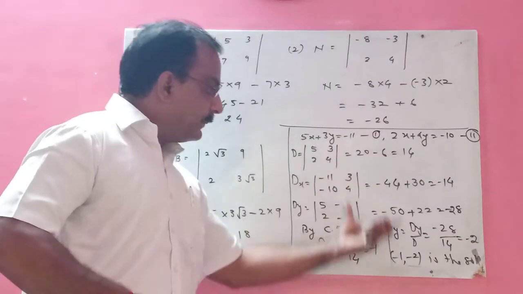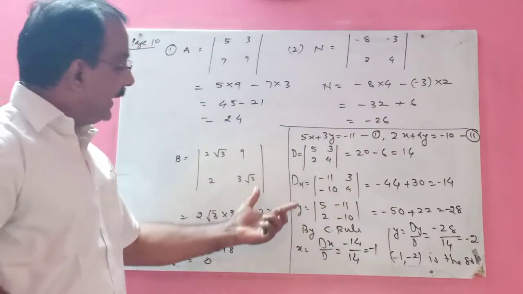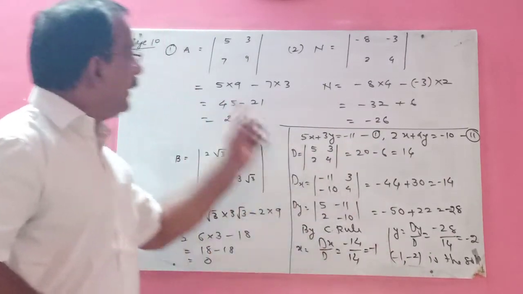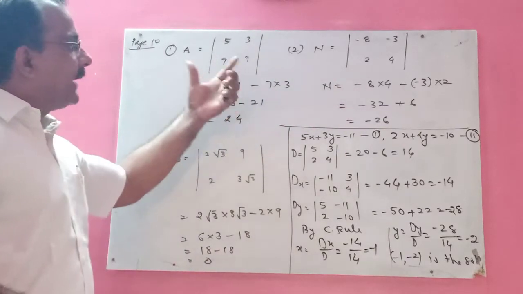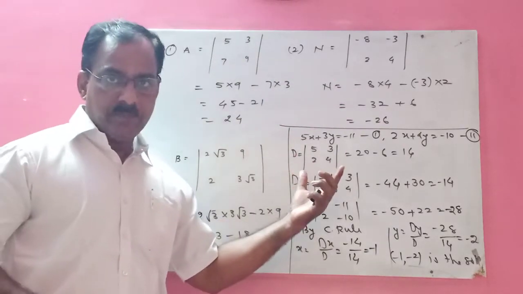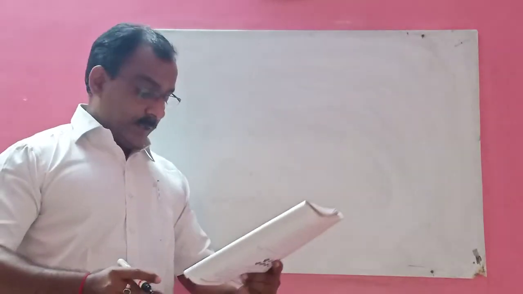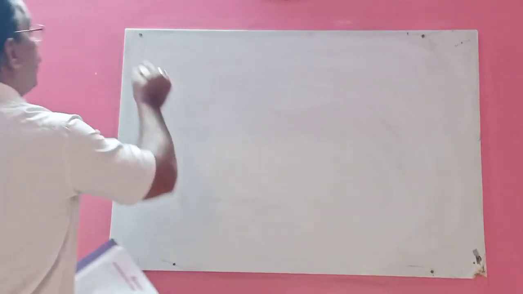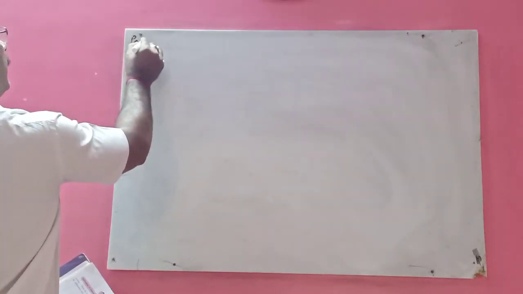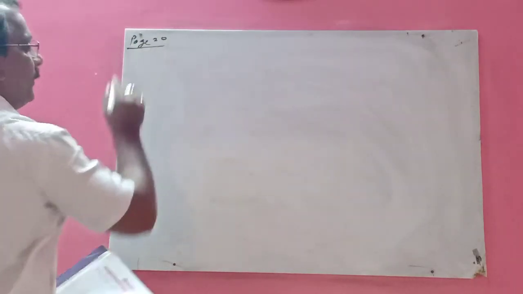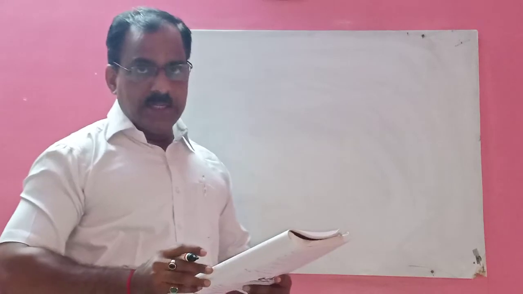So this is Cramer's rule to find the value of x and y, and this is how to calculate the determinant value. I hope all of you have understood this part. Now, children, page number 20. Word problem of linear equations.